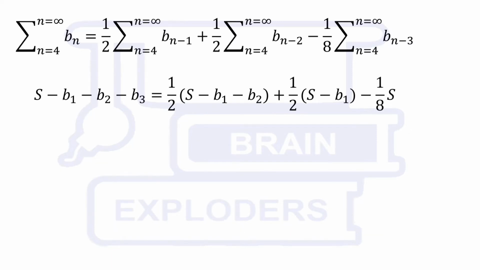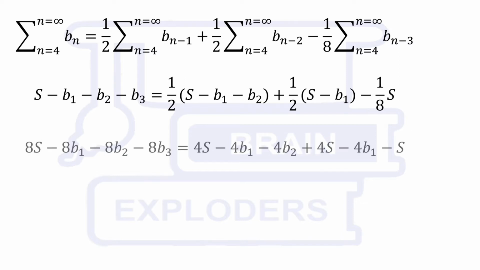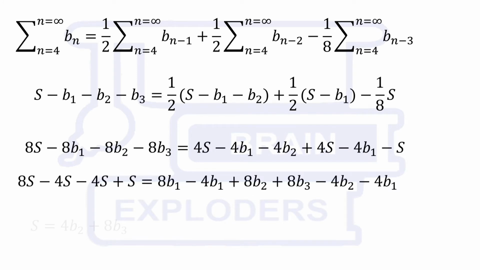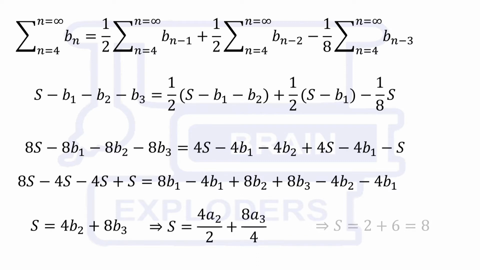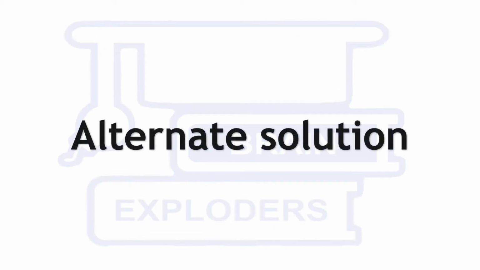First sequence is starting from b4, hence it can be obtained by subtracting b1, b2 and b3 from S. Next sequence is starting from b3 and therefore it can be obtained by subtracting b1, b2 from S. On further solving, we get S equals to 8. Here is an alternate solution.